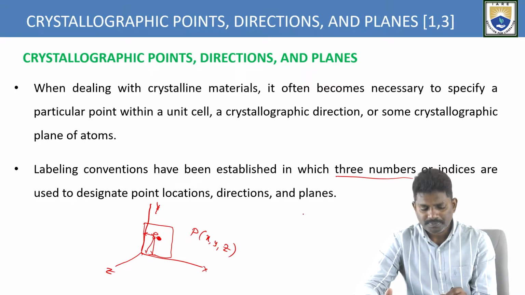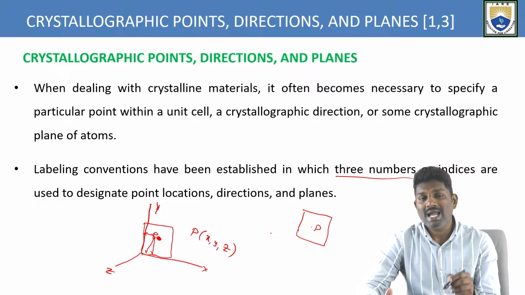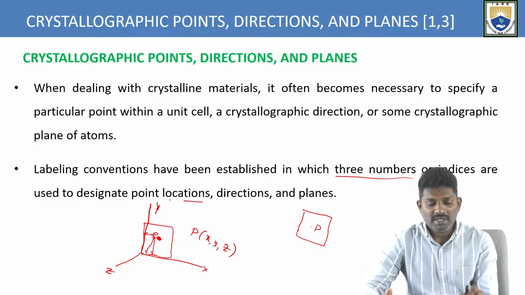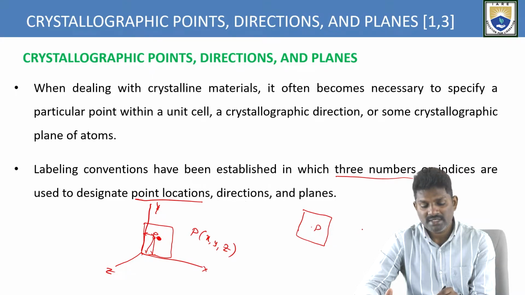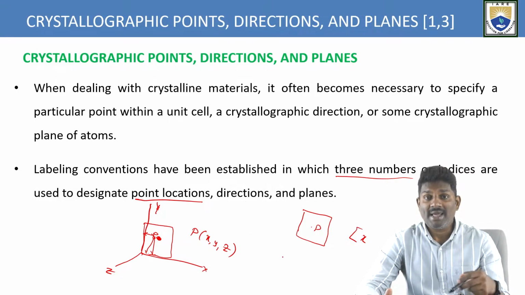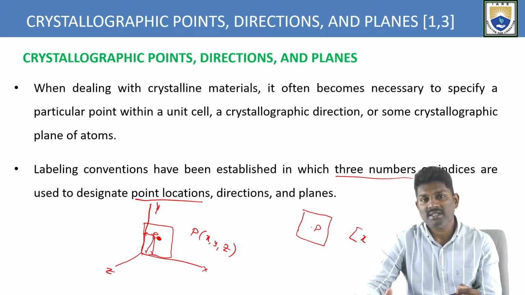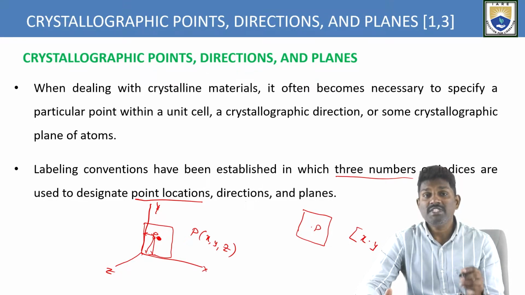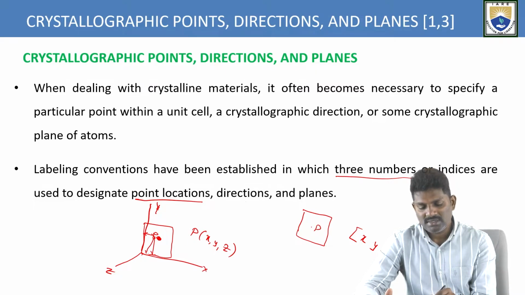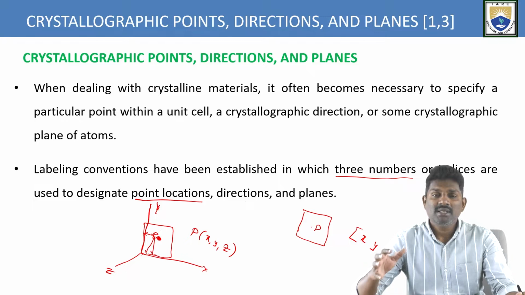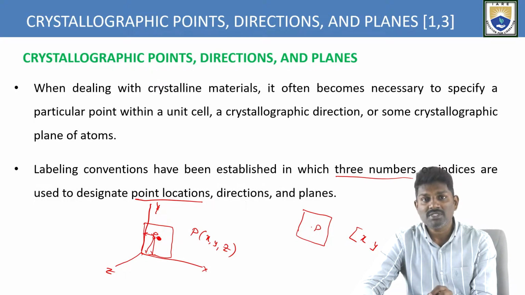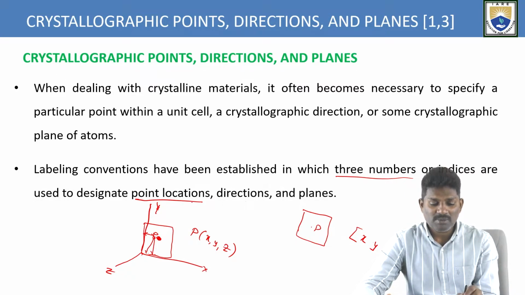Suppose in this unit cell I have a point P again. I have to specify where the point is located, on which axis it is located. So I'll write it as X. At the X position the point is located. Next, the direction, along the Y direction, Z direction or X direction, that you have to show. Next, on which plane it is lying, so that is the Z. This is how you represent the position of the point P in a unit cell based upon the three indices. That's why three numbers or three indices are used to designate the point location, the directions as well as the planes.